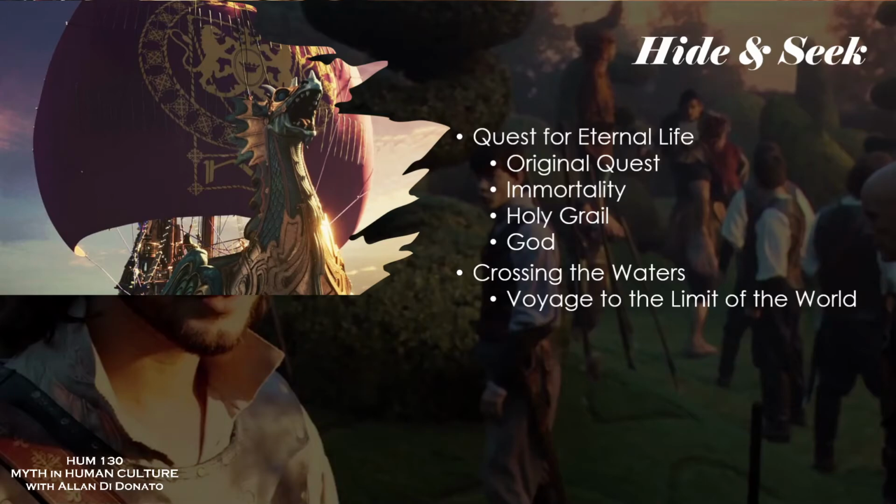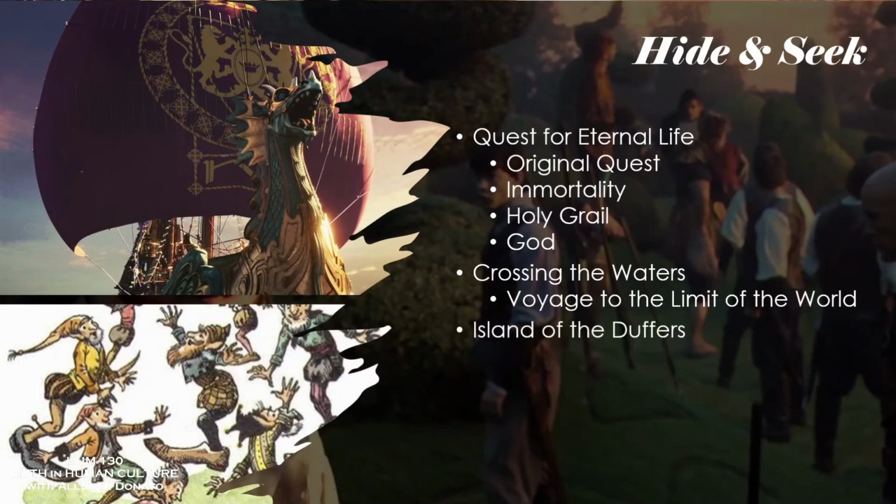But in their quest, they come across other characters along the way, and one interesting stop on the trip happens to be where the Duffers are, the island of the Duffers. Now, these are little characters that you really know what they look like, because when we first find them in the story, they're invisible. And I think the theme that's going on here is this idea of hiding from God. It's the antithesis of the quest. It's the opposite of the quest.